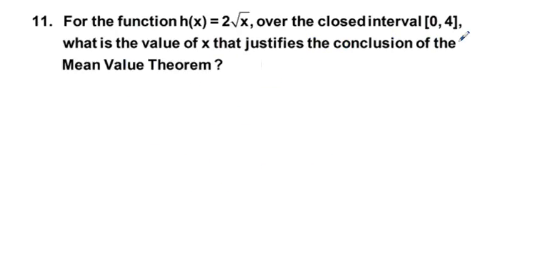And in problem 11, for the function h of x equals 2 square root of x over the closed interval 0 to 4, what is the value of x that justifies the conclusion of the mean value theorem? Well, the mean value theorem says that if a function is continuous and differentiable over an interval, there exists an instantaneous rate of change that equals the average rate of change over the same interval. So I would just abbreviate this as I-ROC equals A-ROC. Okay.